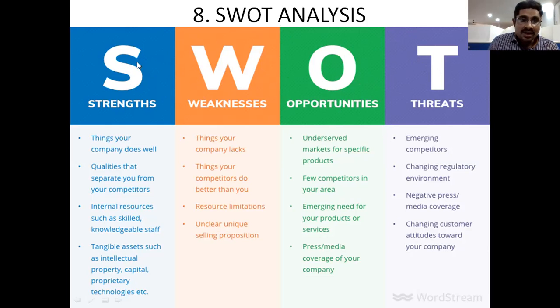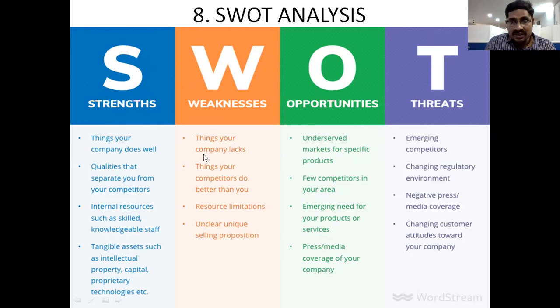Look at strength: things your company does well, so well-being or not. Next, qualities that separate you from your competitors, so whether qualities are maintained or not. Next, internal resources such as skilled, knowledgeable staff, whether the company has them or not. Next, tangible assets such as intellectual properties, capital, properties, and technologies. Whether the company has all these things or not. If the company has all these things, then we call it strength and strong. So the internal organization is strong, right?